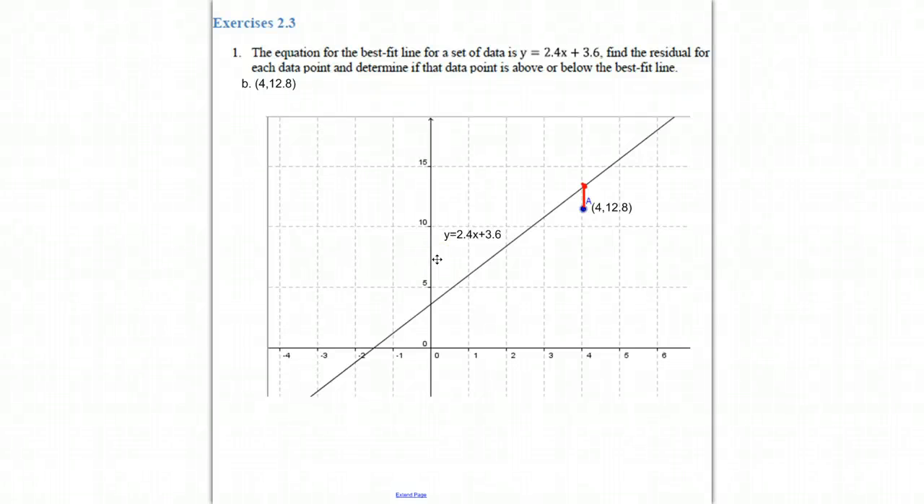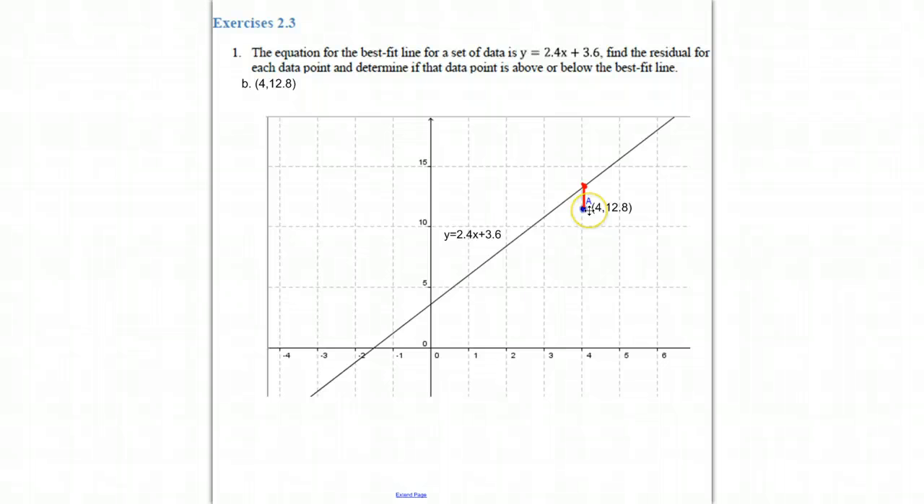Today we're going to answer question 1B from exercise 2.3 in our online resource guide. We're given the equation of a best fit line, y equals 2.4x plus 3.6. We're given a data point, (4, 12.8), and we need to find the residual for the data point and determine if that data point is above or below the best fit line.